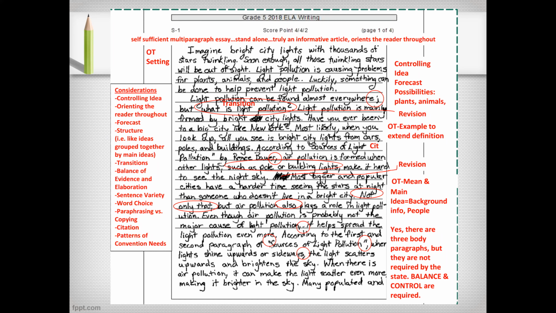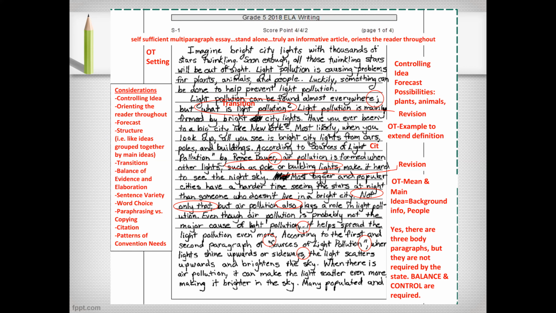You'll see that the controlling idea does forecast possibilities to talk about plants, animals, people. There's some original thought examples to extend definitions, main idea. There are 3 body paragraphs in this particular response, but just know that that's not a requirement. It's really all about the balance of evidence and elaboration. So it could have been just as strong with 2 really meaty body paragraphs.